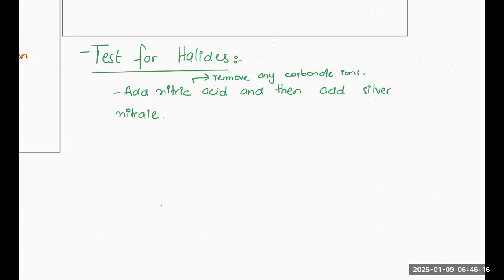So to remove the carbonate ions, first we add the nitric acid. The nitric acid will react with the carbonate and turn it into carbon dioxide. Then you add silver nitrate. Silver nitrate will react with your halides. If there is any halide ion present, it will react with it to give you silver halide. This is the main thing. Silver will react with your halide to give you silver halide.